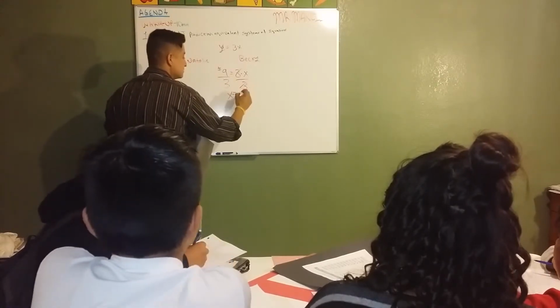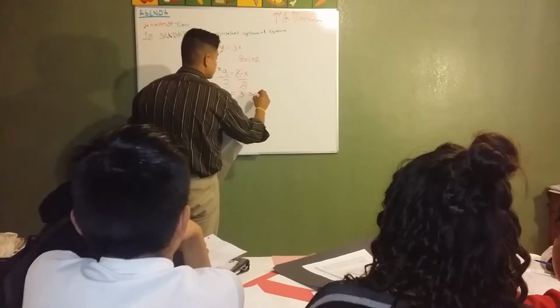So x equals 3. 3 sushi rolls, correct? Yes.